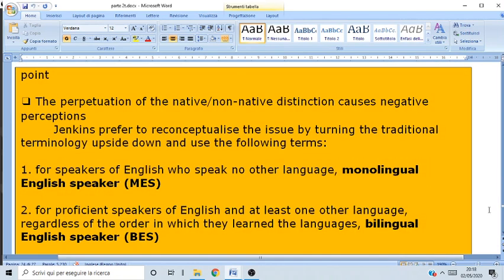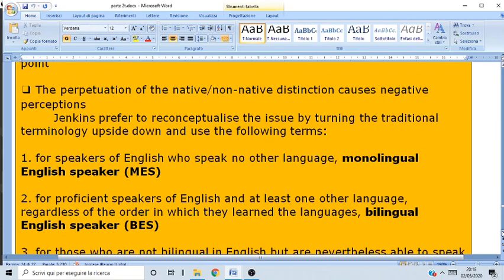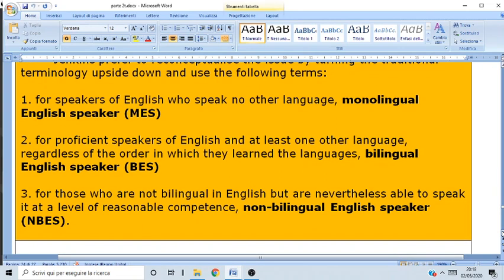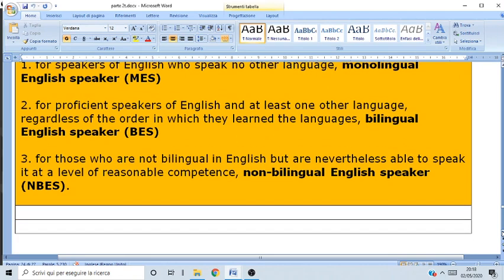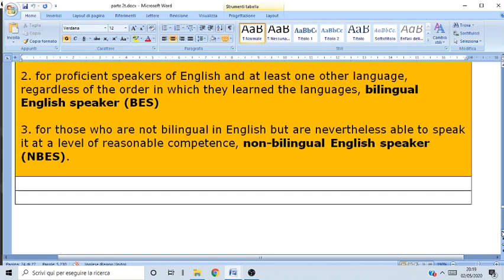However, Jenkins prefers another categorization, and we looked at the differences between monolingual English speakers, somebody who only speaks English, bilingual English speakers, meaning that they are proficient in English and in another language, and non-bilingual English speakers, meaning people who are not proficient in English. Well, they're not proficient, but at least they have a reasonable competence in English, and they have another mother tongue language.